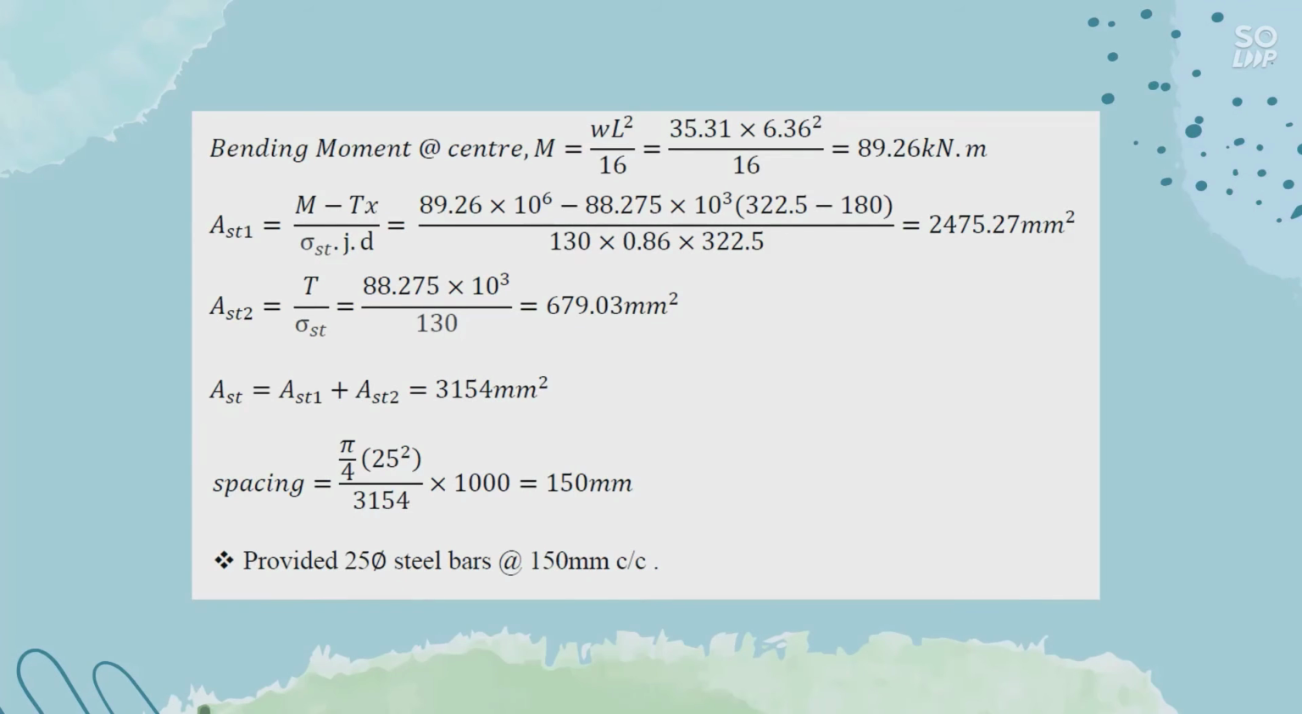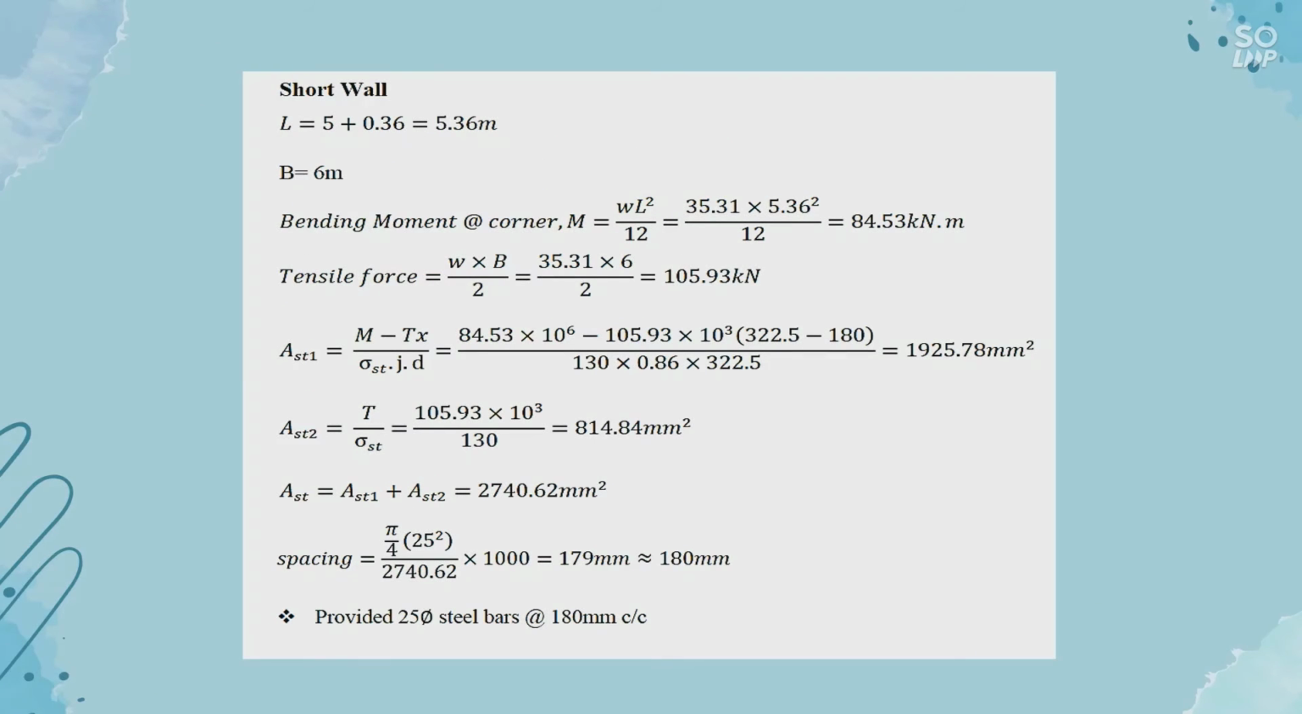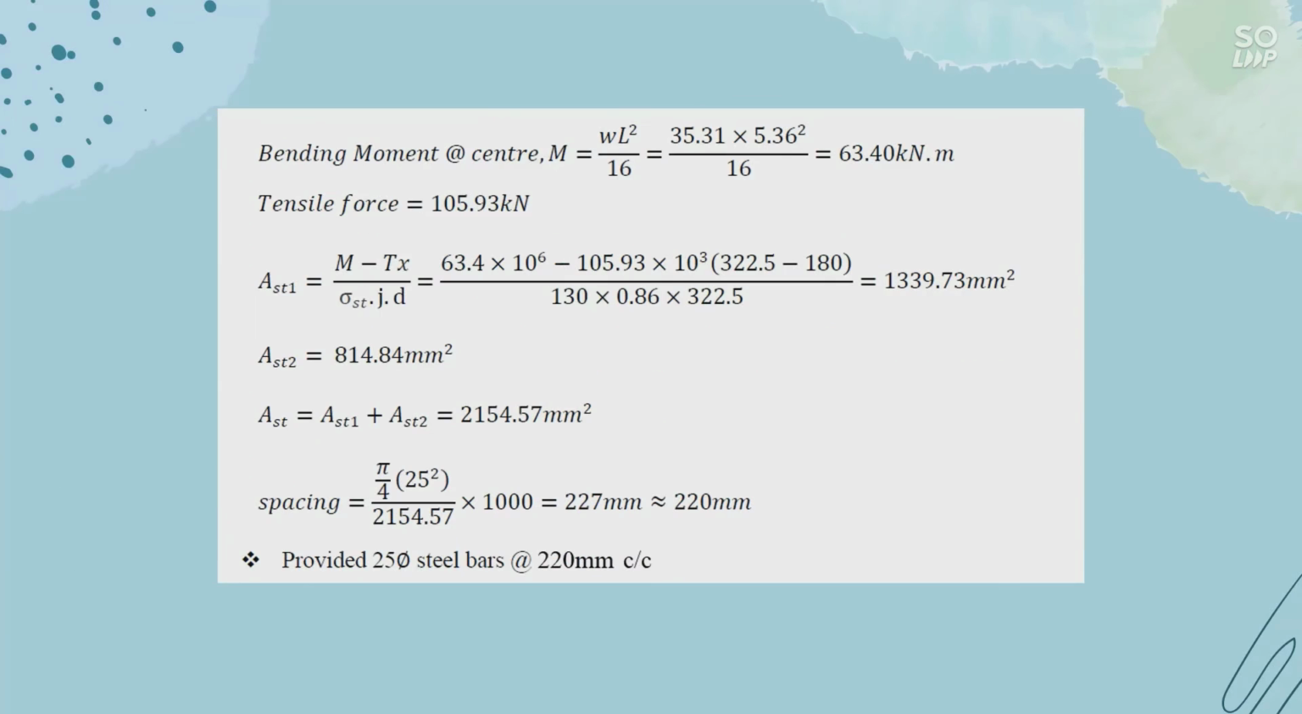Next, we will repeat the step with bending moment at center. The bending moment at center is 89.26 kN per meter. The reinforcement area is 3154 mm square and the spacing is 150 mm center to center. Next, we analyze the short wall. We repeat the same steps as the long wall. The result for reinforcement area is 2740.62 mm square. The reinforcement at the corner is 25 mm diameter steel bar at 160 mm center to center. Reinforcement in the center of the wall, the area is 2154.57 mm square. The reinforcement is 25 mm diameter steel bar at 220 mm center to center.